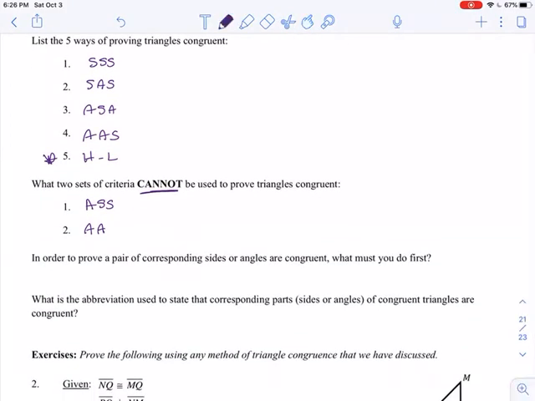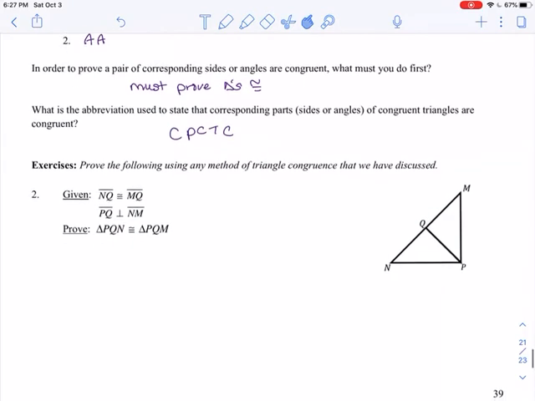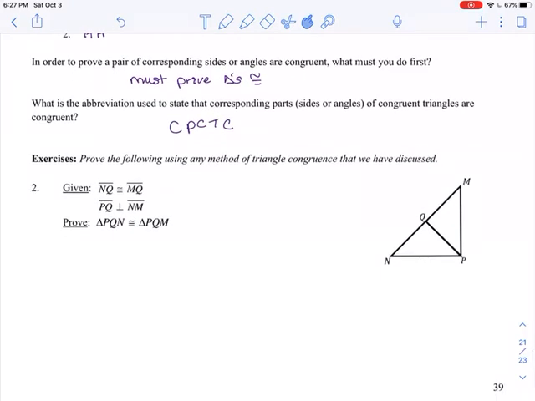In order to prove a pair of corresponding sides or angles are congruent, what must you do first? Must prove the triangles are congruent first. Once the triangles are congruent, then the corresponding angles and sides will be congruent. What abbreviation do I use to state that the corresponding parts, sides, or angles are congruent? That's CPCTC, corresponding parts of congruent triangles are congruent.